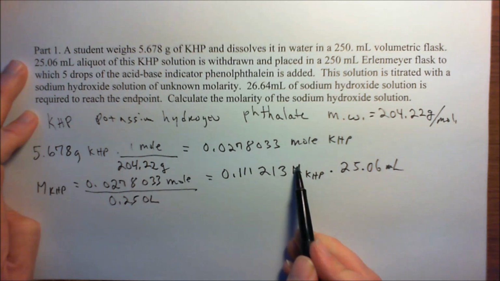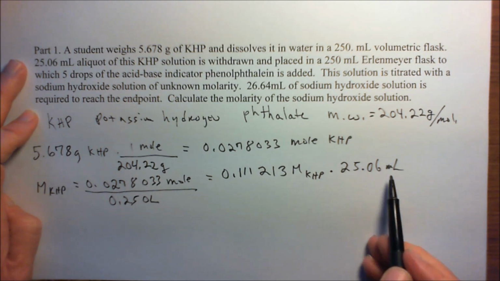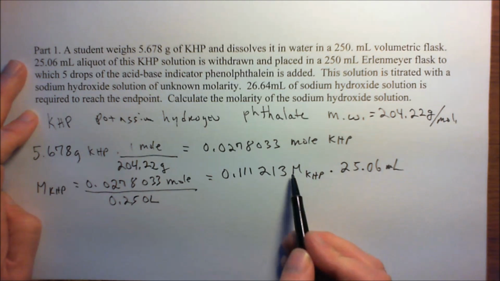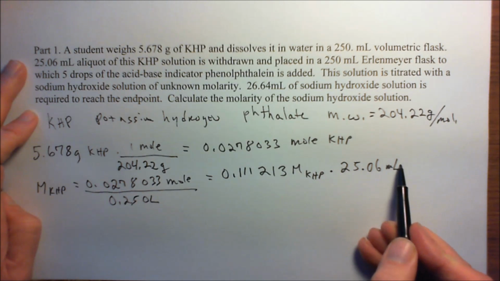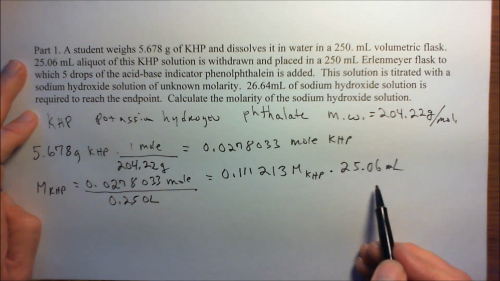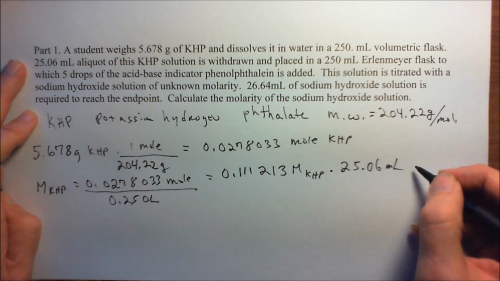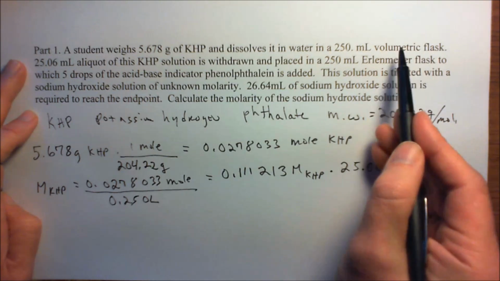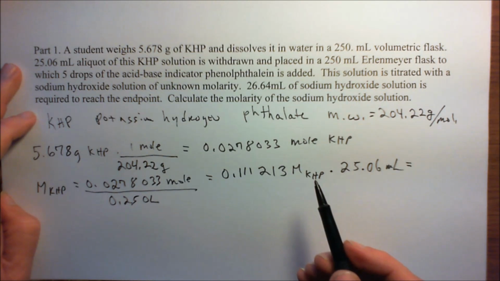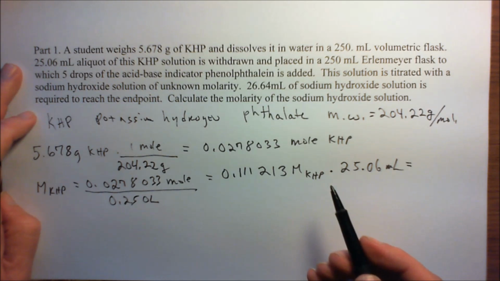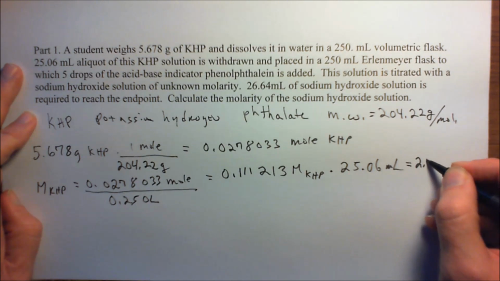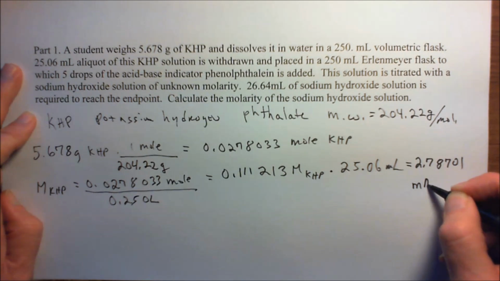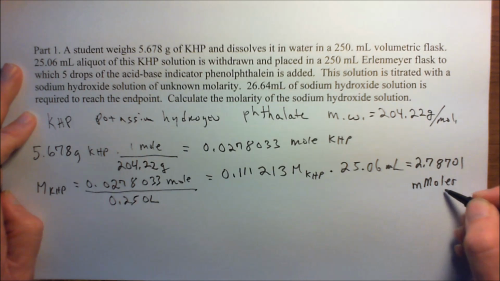And this is moles per liter. Now I know we're not canceling units here, but this will give us millimoles, because this is milliliters. Liters will cancel and we'll be left with millis. So this will be millimoles of KHP that went into that 250 milliliter Erlenmeyer flask to be titrated. And this gives us 2.78701 millimoles of KHP.